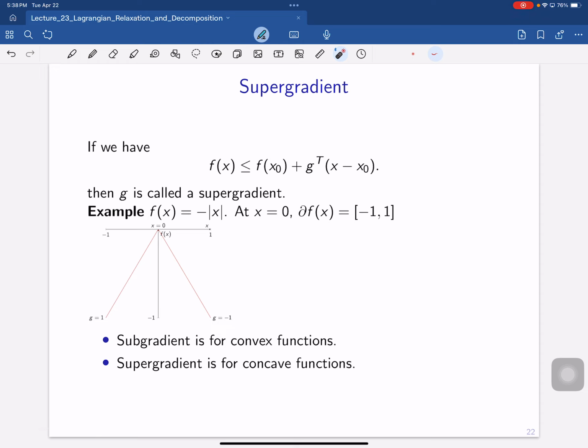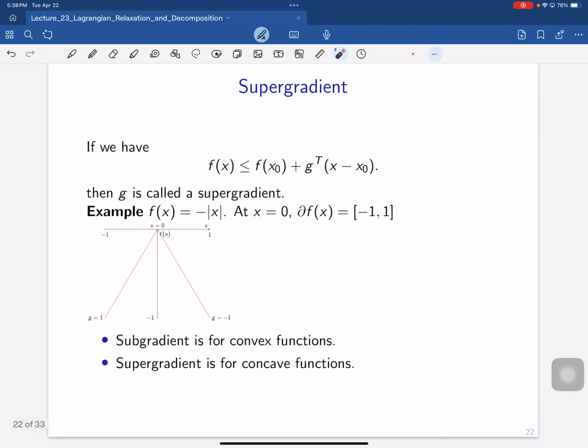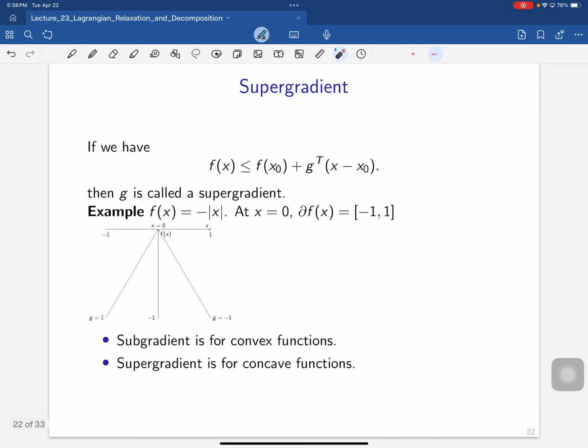There is also a definition called supergradient. For a concave function, you need a linear function that over approximates the concave function. Like the minus absolute value function, you can show that the supergradient is also from -1 to 1. So the takeaway here is that supergradient is for concave functions, subgradient is for convex functions.